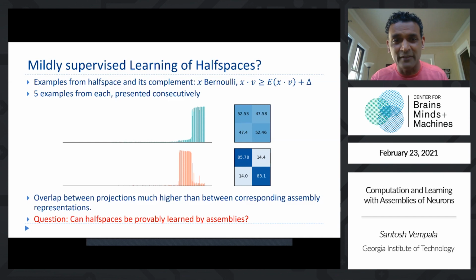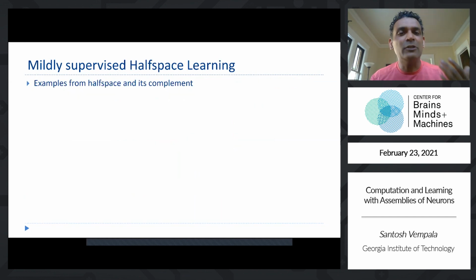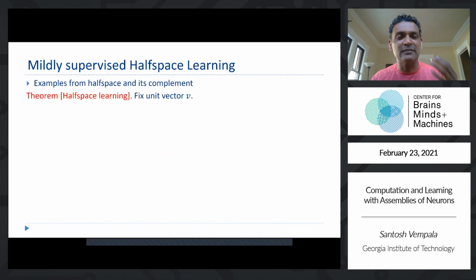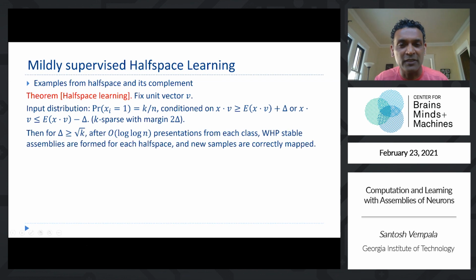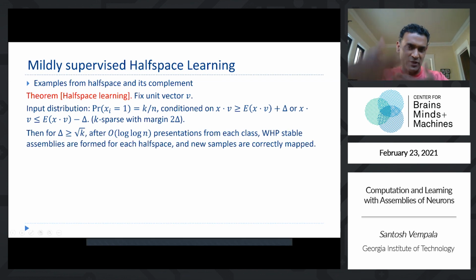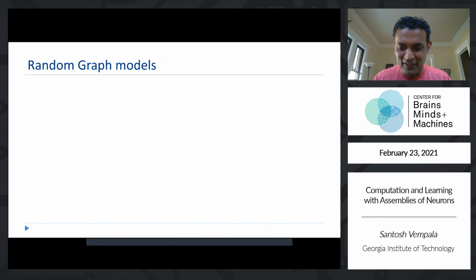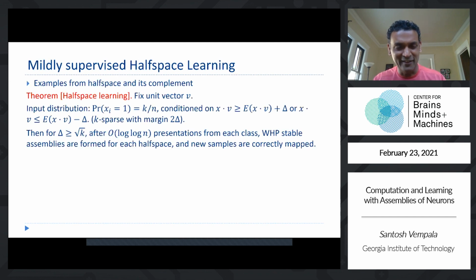Can this be provably learned? We have a theorem towards that. I don't think this is the last word, but it does establish something. Basically, if you have k-sparse inputs with margin 2 delta, so that's your half space separation, as long as delta is bigger than square root k, then everything from before holds. Log n presentations create stable assemblies for each half space, and the new samples are correctly mapped. Okay, so that was about learning.